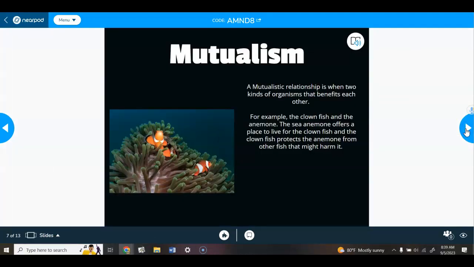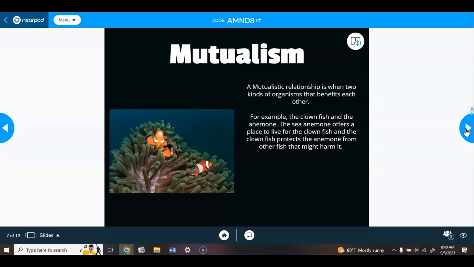Mutualism. Mutualism is a relationship where both organisms get good stuff. Take the sea anemone and the clownfish. The sea anemone gives the clownfish a place to stay. The clownfish, in turn, protects the sea anemone very aggressively, by the way. We'll see that in our video. It protects the sea anemone from other things coming by that might try to eat it.